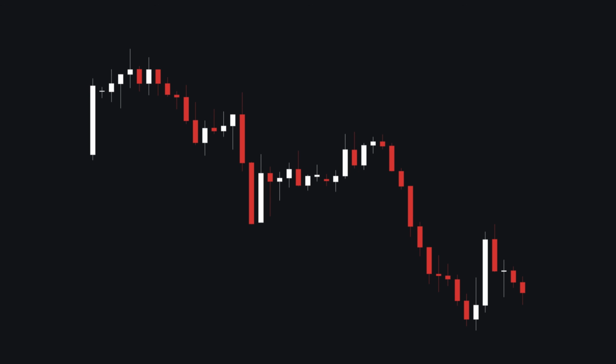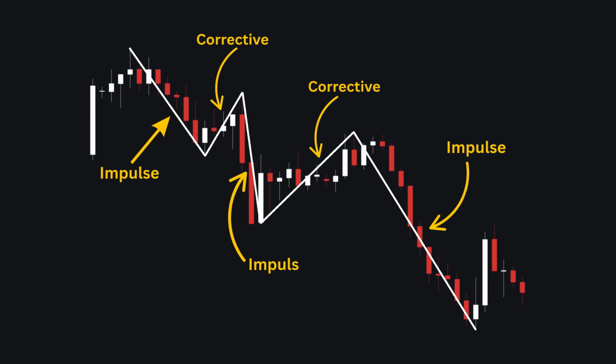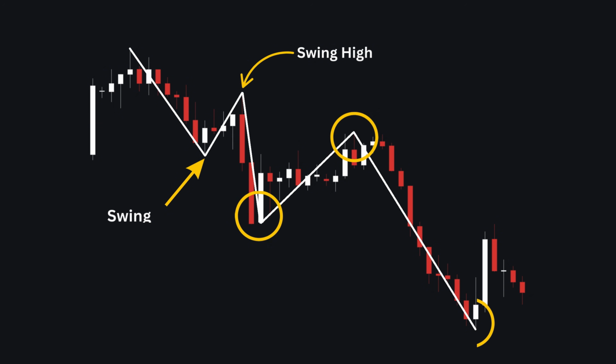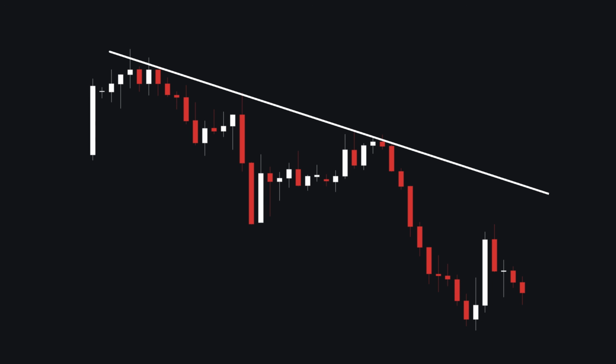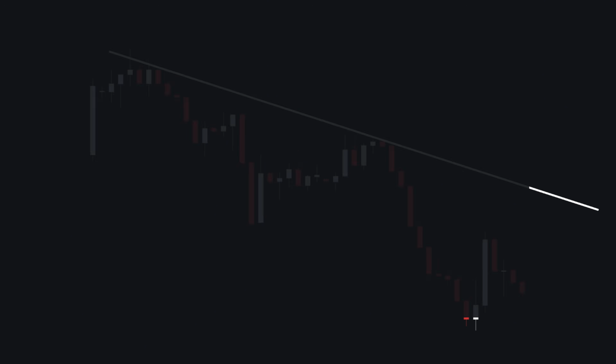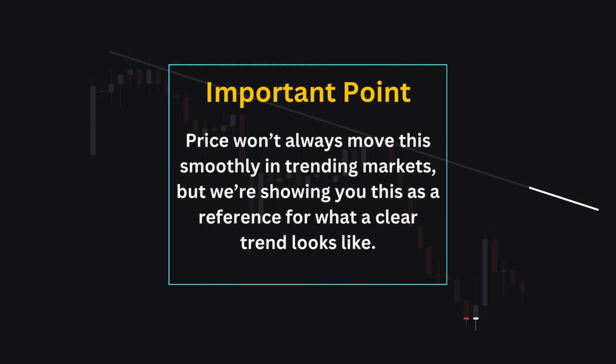And in a downtrend, we also have impulse and corrective moves. And at the end of each impulse move, a swing low forms. And at the top of each corrective move, a swing high forms. And we will now draw our trend line and connect swing highs. But here's an important point. Price won't always move this smoothly in trending markets, but we are showing you this as a reference for what a clear trend looks like.